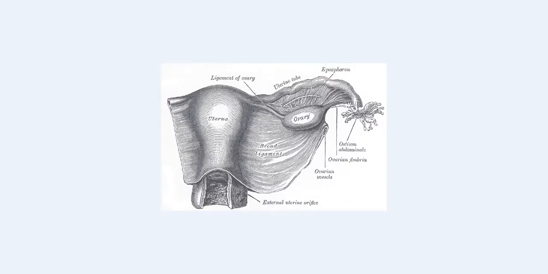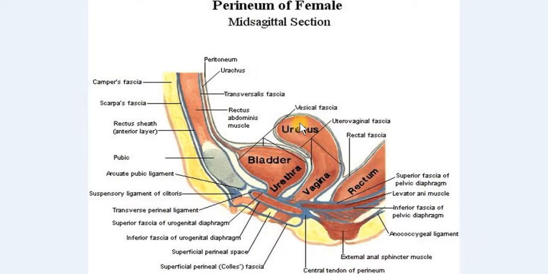Now we come to the body of the uterus. The upper dome shaped structure is called the fundus. These are the surfaces: this is the anterior surface, and behind it is the posterior surface, and these are the two lateral borders.